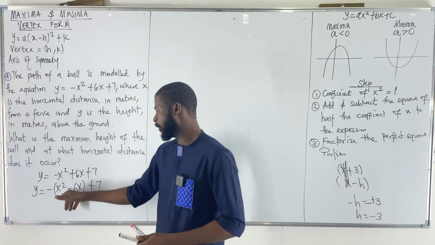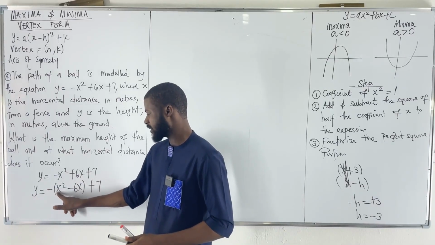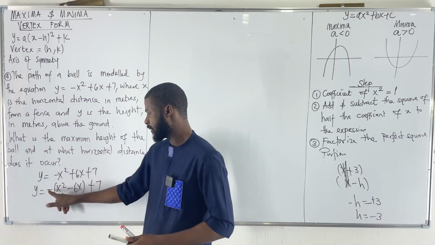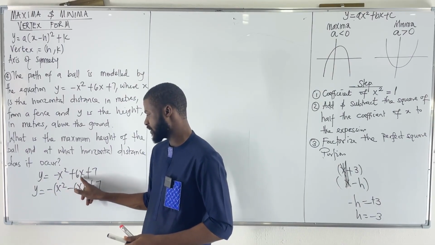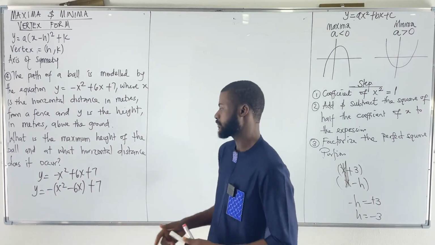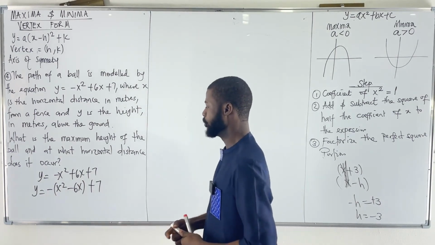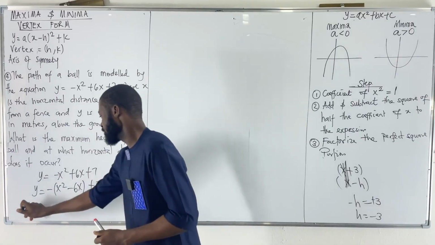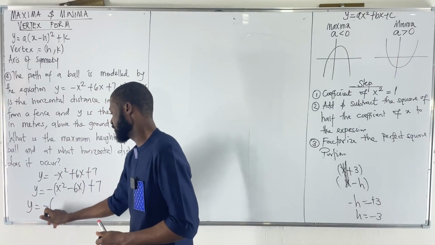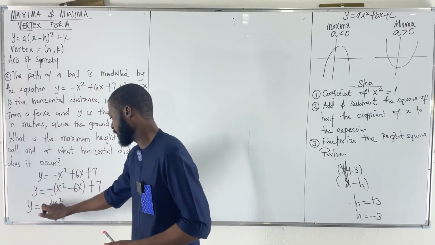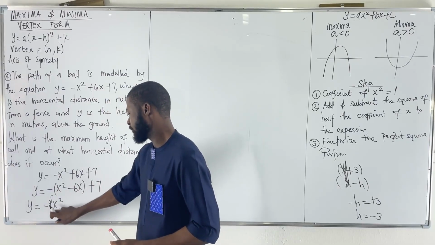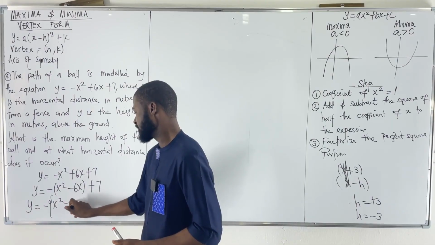If you notice, when you open up the brackets, minus times x squared is minus x squared, and minus times minus 6x gives plus 6x. So it's still the same. Now, the next thing we want to do is step number 2. So this is y equal minus, I think I should use curly brackets, x squared minus 6x.